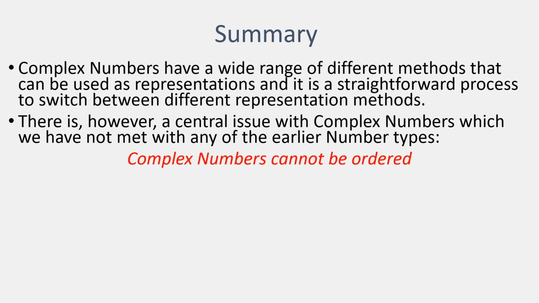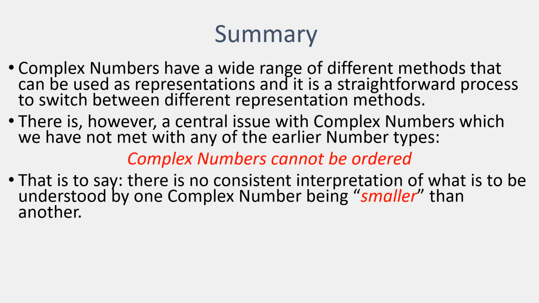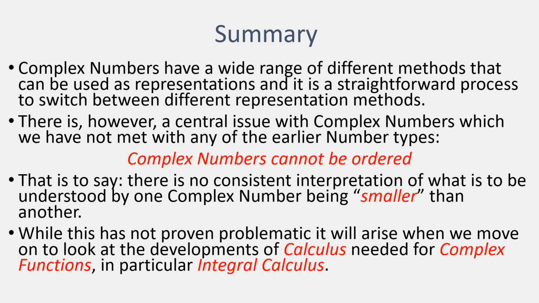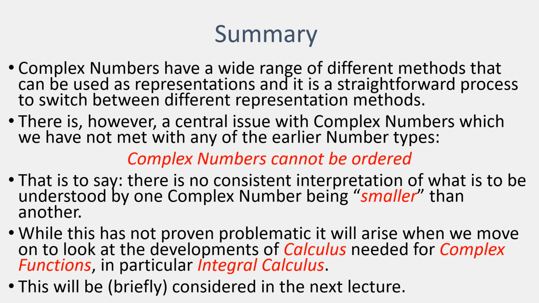What do I mean by that? What I mean is that we cannot have a consistent interpretation of what we mean by one complex number being smaller than another complex number. And that turns out to be a problem in particular when we look at the extensions that are needed to calculus in order for it to apply to complex valued functions. And that's something I'm going to be looking at, differential calculus in the next lecture, and then integral calculus in the next couple of lectures on the module.